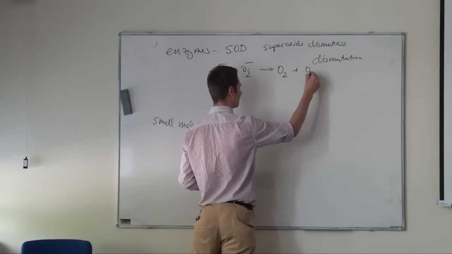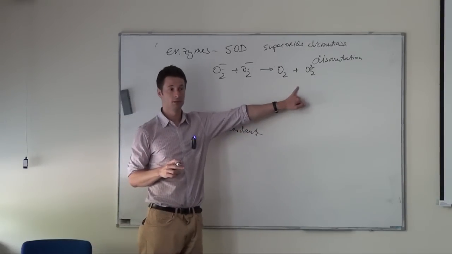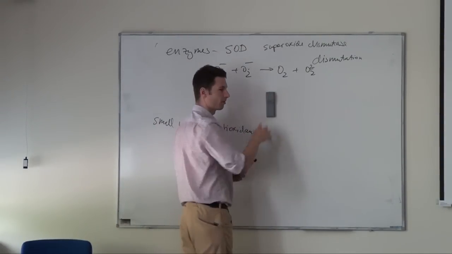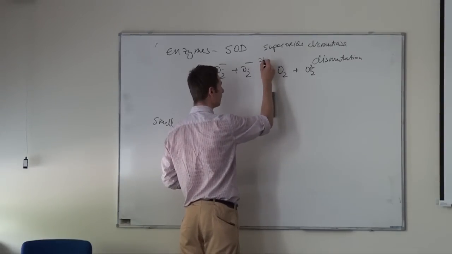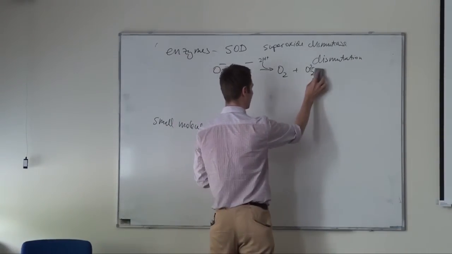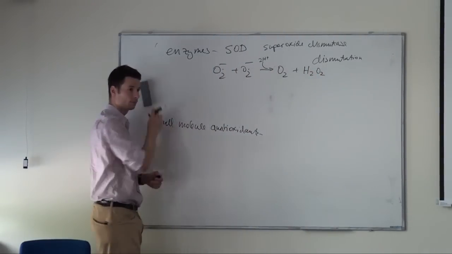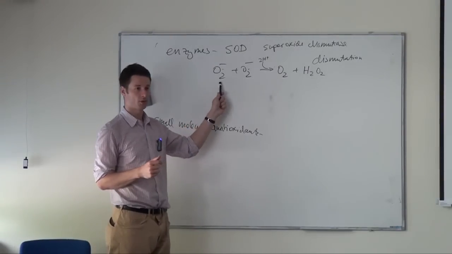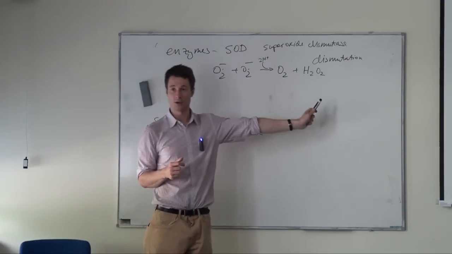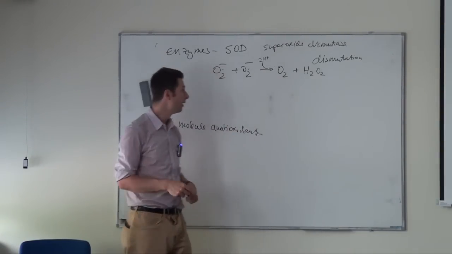One oxide. Excellent. So we have one molecule of oxygen and one molecule of... what is that thing? Oxygen? No, it's not. Peroxide. Okay? So I've just added two protons, so we get hydrogen peroxide. One molecule was oxidized into oxygen, and the other one was reduced into hydrogen peroxide. Make sense? Yeah, that's dismutation of superoxide.